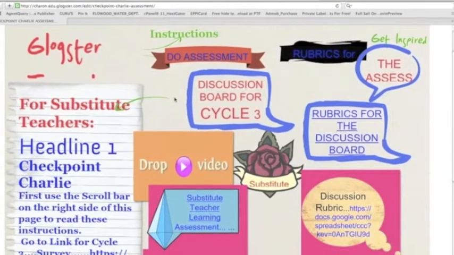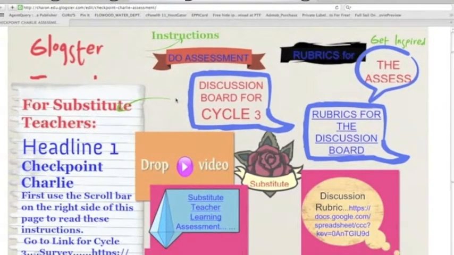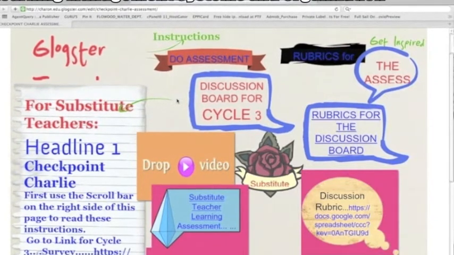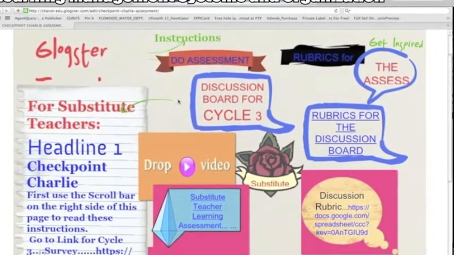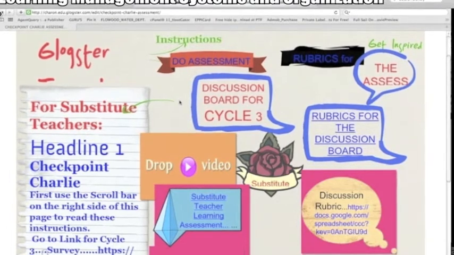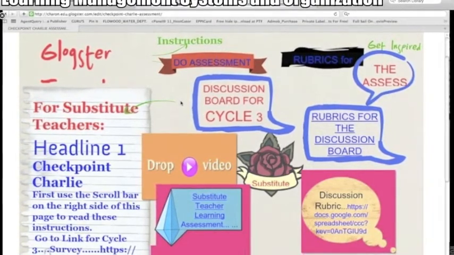Right here in Gloucester EDU, there is a cycle 3. I will continue working with the substitute teachers, engaging lesson plans from other website links such as Pinterest, Facebook groups, and Lesson Planet.